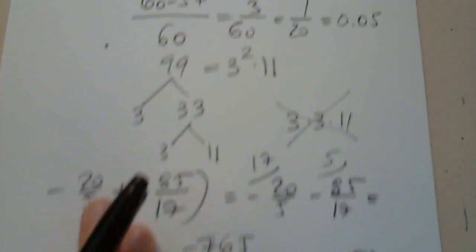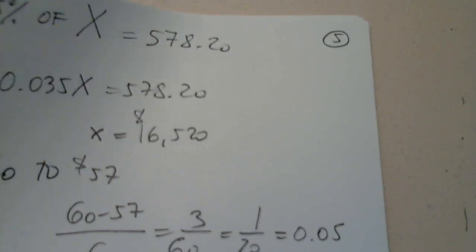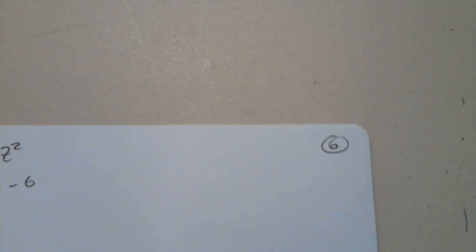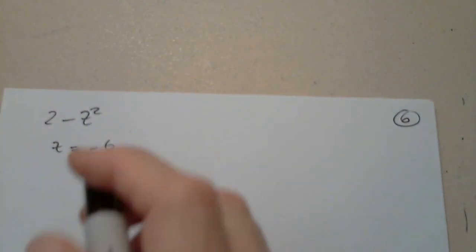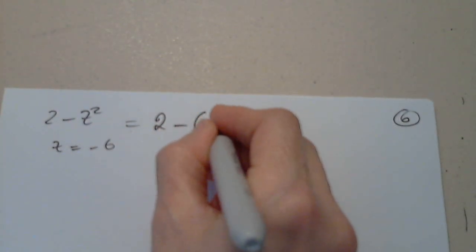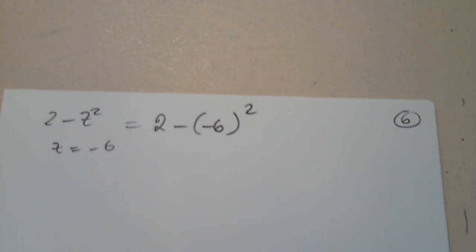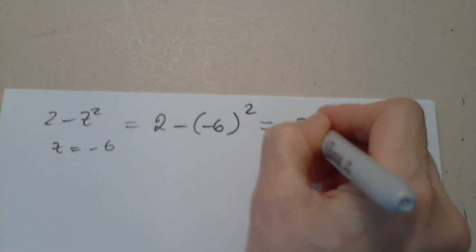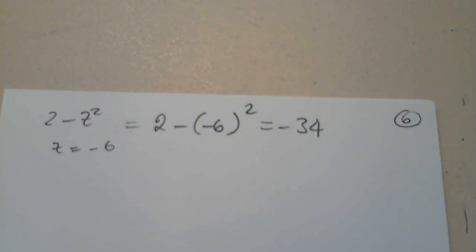Okay, so evaluate the following expression for z equals negative 6. So let's do this one. So the expression is 2 minus z squared. So 2 minus z squared for z equals negative 6. So first I have to plug it in. So I have 2 minus negative 6 squared. But negative 6 squared is positive 36. 2 minus 36 is negative 34. And that's the end of it.